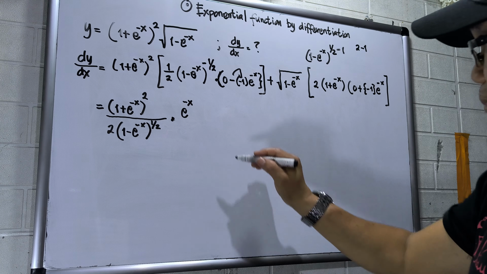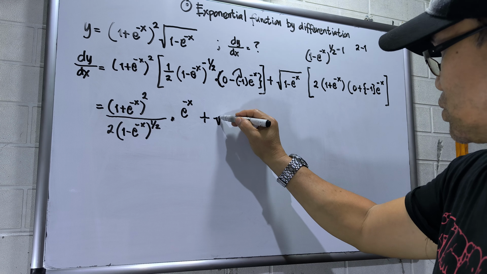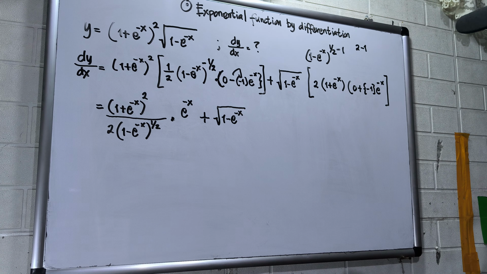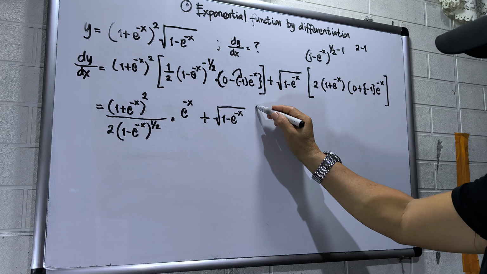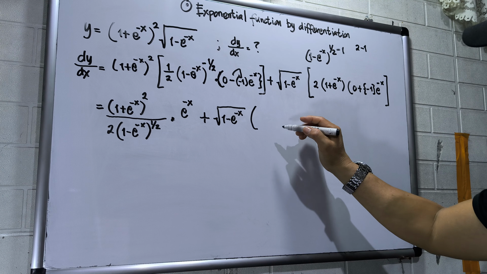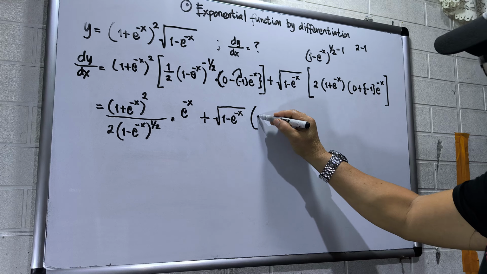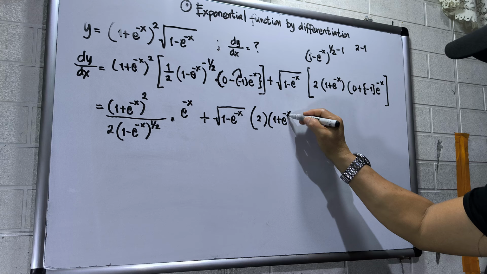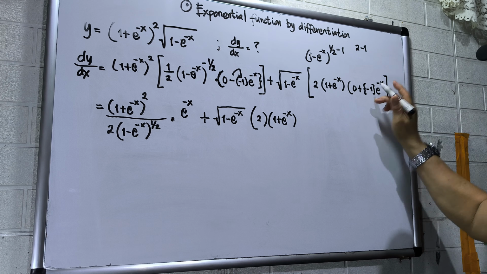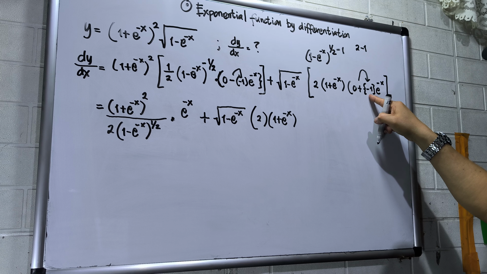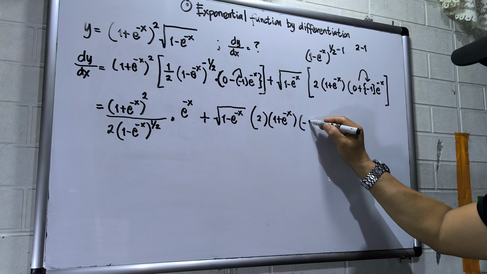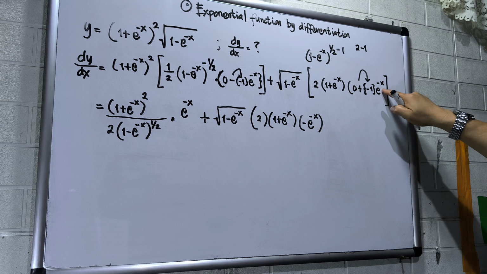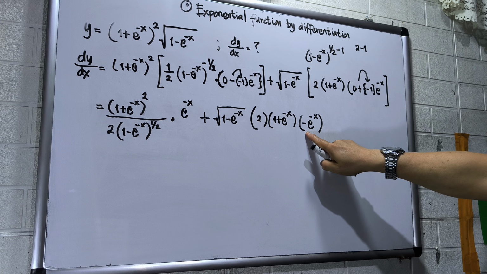Okay? Then, plus this one, the square root of 1 minus e raised to the negative x, then I will use square brackets 2, and then (1 plus e raised to the negative x), then 0 plus negative. So this will be times minus e raised to the negative x, because this is negative 1. Negative 1 times e to the negative x will be negative e raised to negative x.